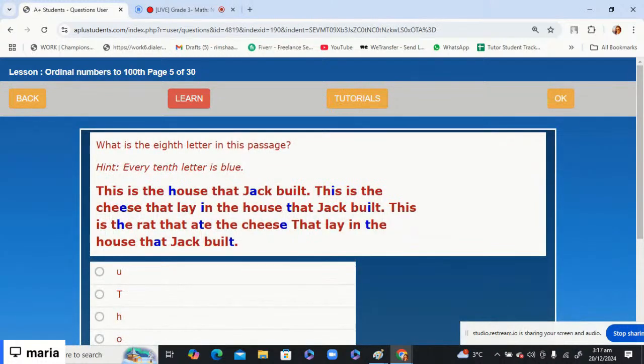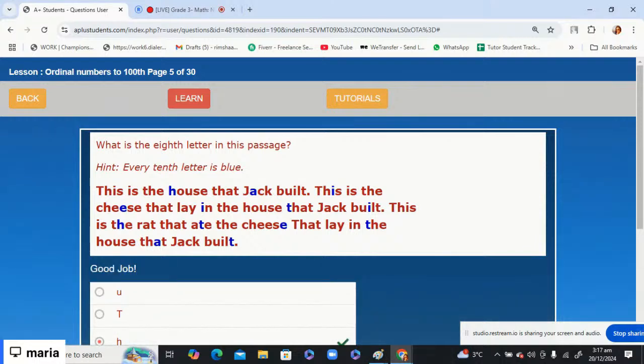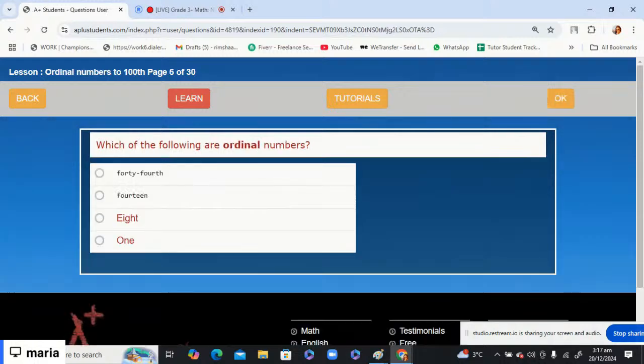Now, what is the eighth letter in this passage? Here we're going to find the eighth letter of this passage. First of all, we see that every tenth letter is blue. So two letters before the tenth is the eighth letter. This is the H, which is the tenth. Before H, there are two letters, E and H. This H is the eighth letter. So here we go with this H. This is the right answer.